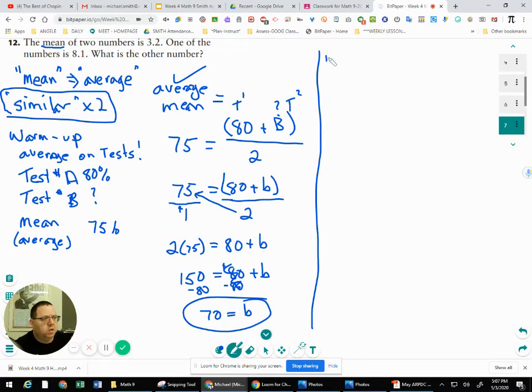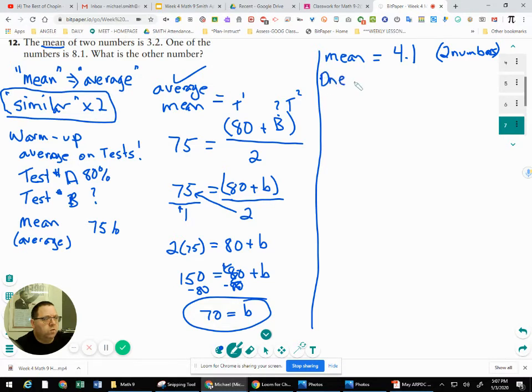Let's say the mean of 2 numbers is 4.1. Again, I'm just making this up on the spot. I'm not doing your question for you, okay? Let's say the mean of 2 numbers, so I'll just write in brackets here, this is 2 numbers. The mean of 2 numbers is 4.1, okay?